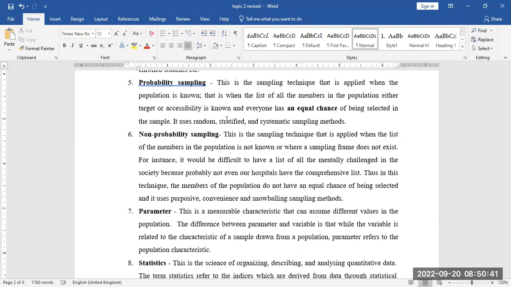And there are several probability sampling techniques. For example, we have simple random sampling, which is a probability sampling technique. A very good example of simple random sampling is those people who watch Total 649, whereby the balls have numbers and they are shuffled by a machine.